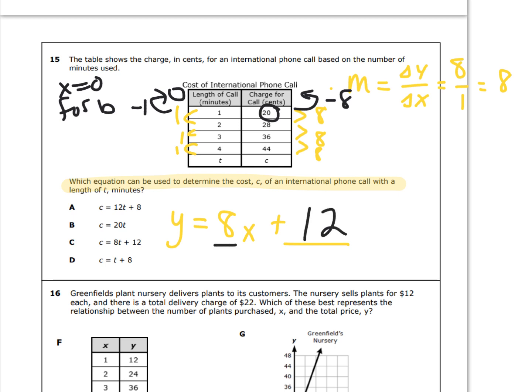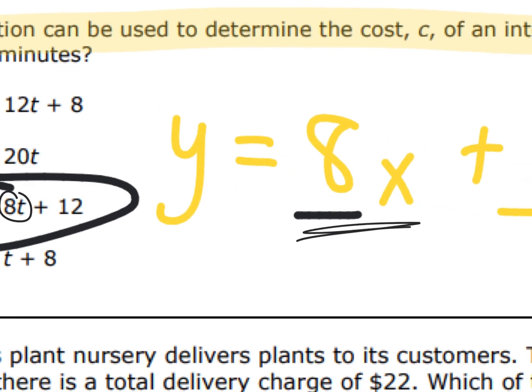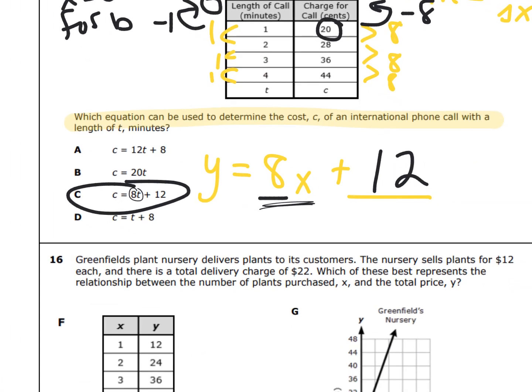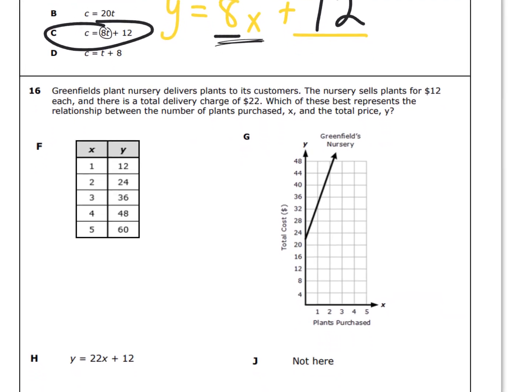Now, we didn't actually have to do that because C is the only one where 8 is the m, as you can see here. But it is helpful to know that if I go back to 0, I can also go back to 12 up here. So I did it even though it was unnecessary.